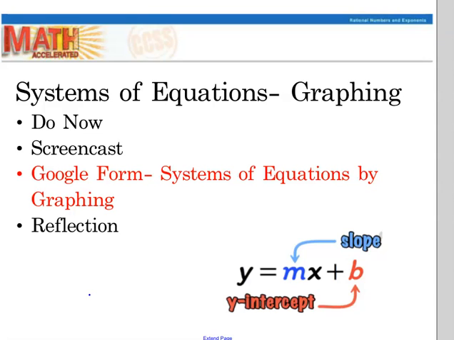Good morning. So today we're going to do systems of equations by graphing. You are not actually going to be graphing these equations because unfortunately on Google Forms and slides it's very hard to graph. So I am just going to show you how it would be graphed, and then you're going to analyze the solutions given a graph.